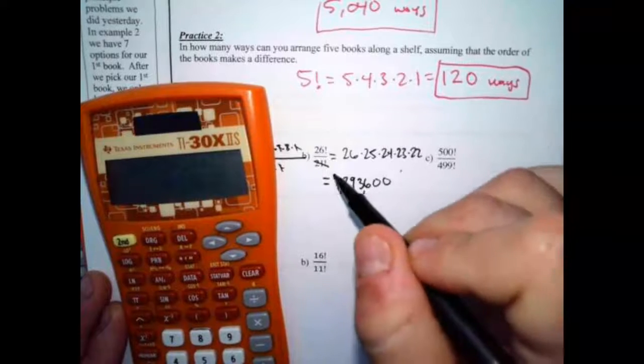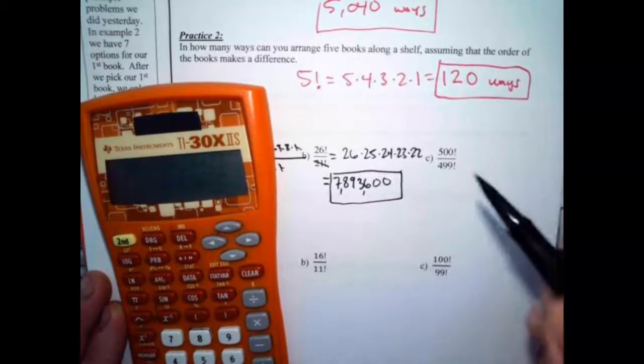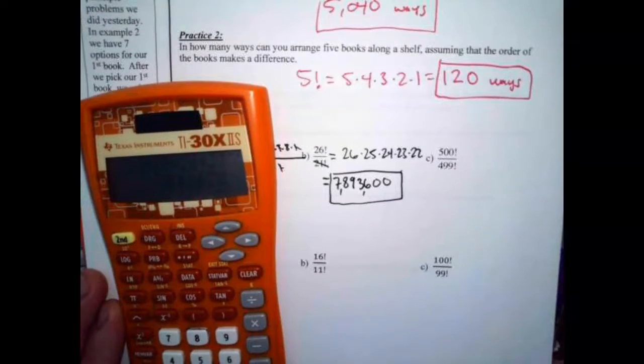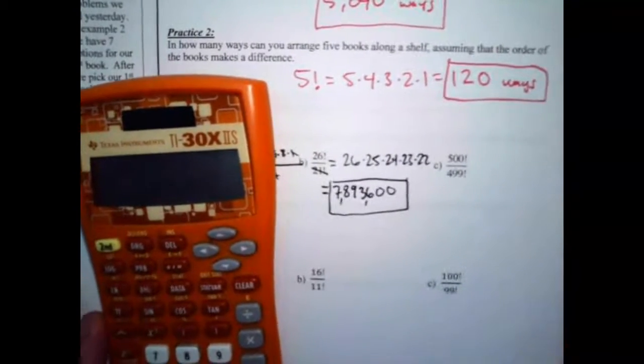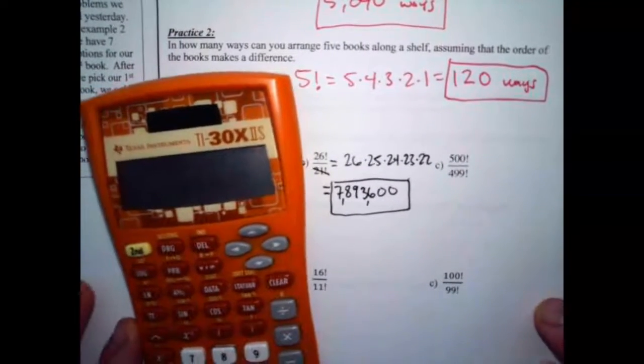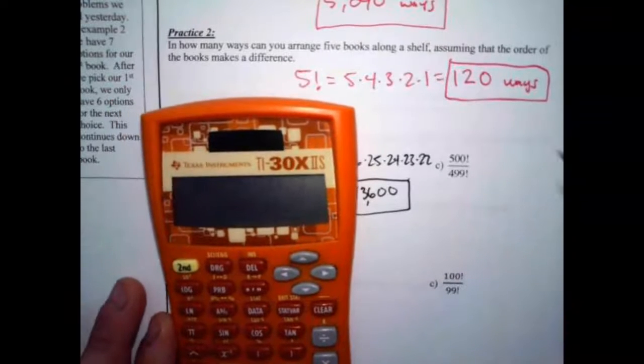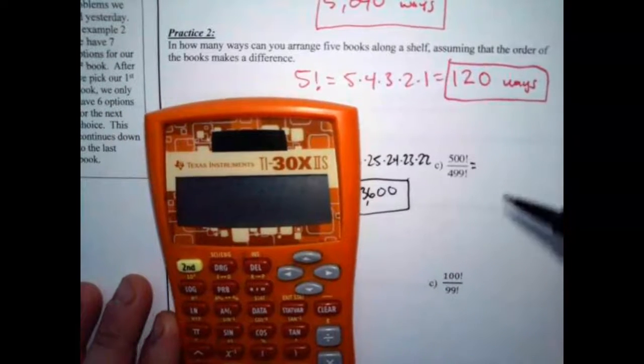Looks like 7,893,600. Again, this is kind of a build up. This is just skills with factorials, but it's so that we can do these skills once we have to calculate using, well, you'll see there's a little something of a formula we have to use on the other side.